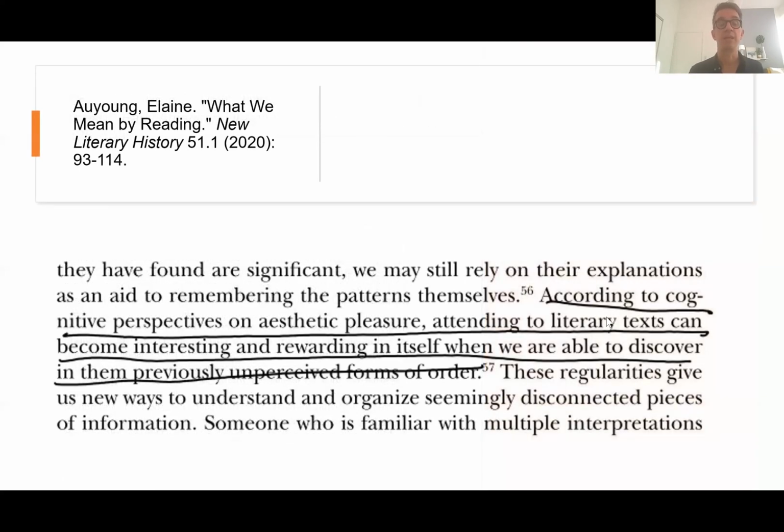There's an essay that I read a few weeks ago by Elaine O. Young, What We Mean by Reading, from the journal New Literary History, 2020, pages 93 to 114. Elaine O. Young is both a literary critic and somebody who works in cognitive science. And so she's interested in the way that we think, in the way that the fundamental structures of the human brain can help us understand how literary interpretation works and how literary pleasure works.